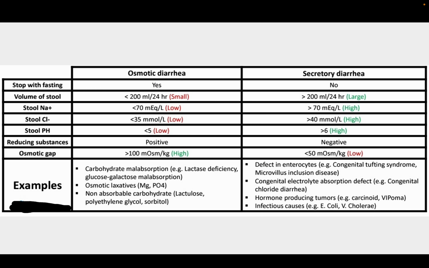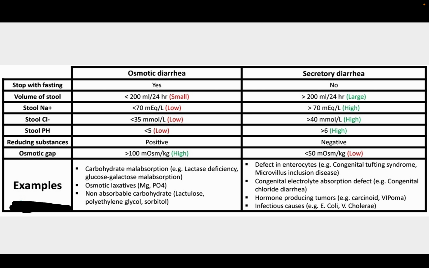So from this you know there are two kinds of diarrhea: secretory diarrhea and osmotic diarrhea. All the infective causes of diarrhea are generally secretory diarrhea. Osmotic diarrhea is generally due to malabsorption or some excessive fiber diet. So how do you differentiate between osmotic and secretory diarrhea?